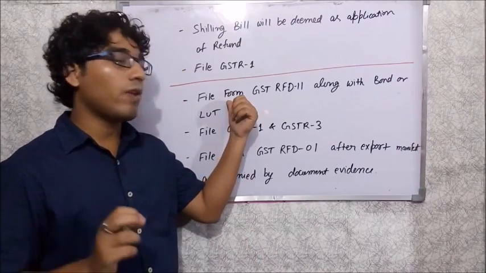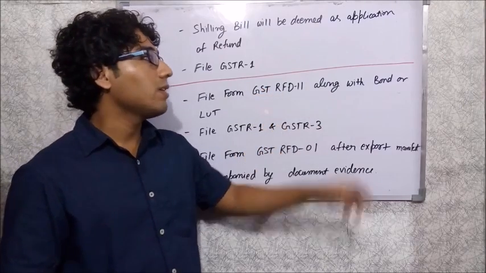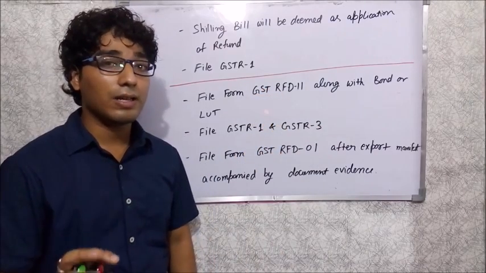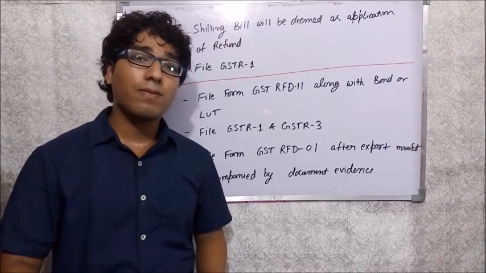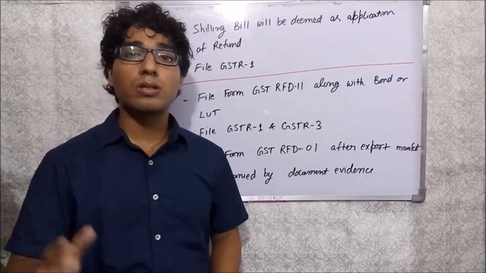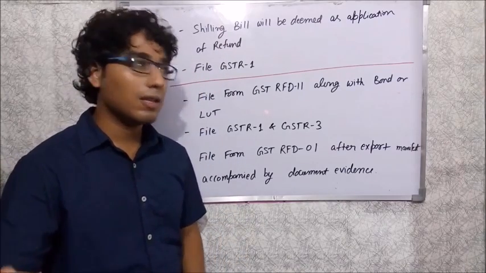So first you have to file the form GST RFD 11 along with the bond or letter of undertaking. That is the bond or letter of undertaking in which you bind yourself that if you don't export the goods, then you have to pay the tax under the CGST Act. We will discuss that in the next clip.